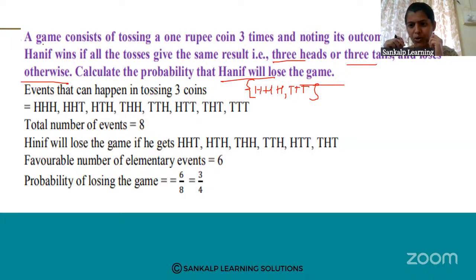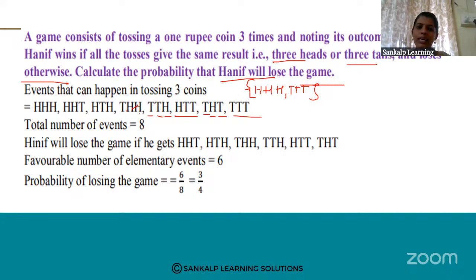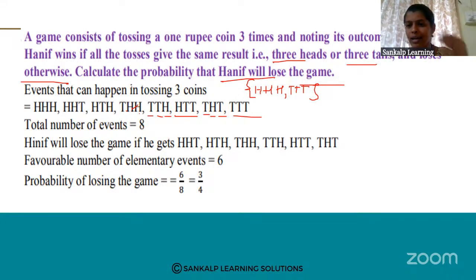If you toss 3 coins at a time, one chance is getting all heads. Next chance is 2 coins will give result head and another one is tail. Next, head, tail, head. Next chance, tail, head, head. Next chance is tail, head, tail. Next chance is tail. So these all are the outcomes, the events that can happen after tossing 3 coins.